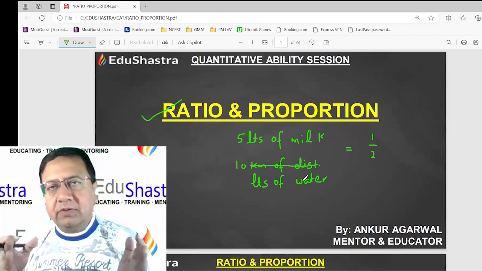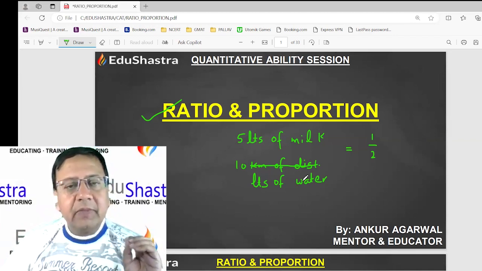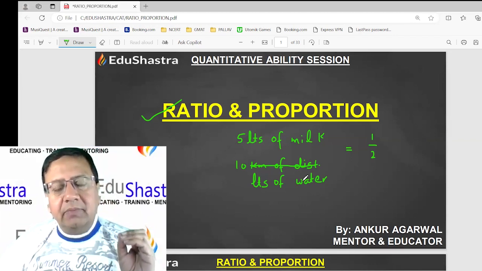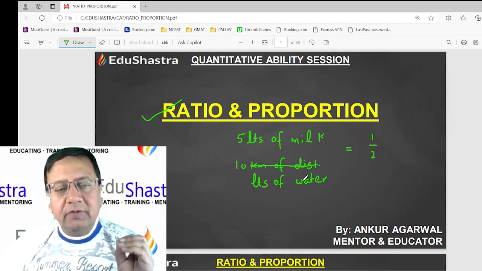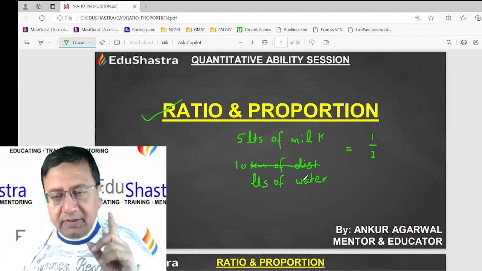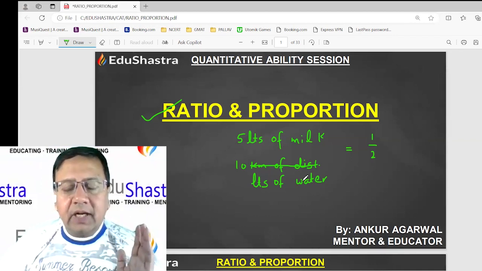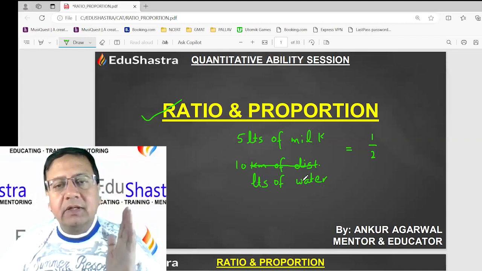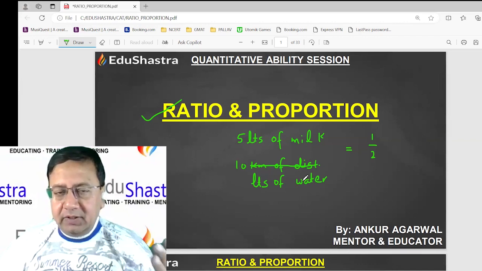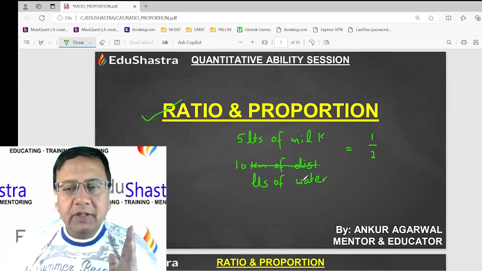Because we are all human beings, there is no such difference. But see, how will you define the ratio? Ratio is a comparison of numbers which are of similar units. First point: ratio is a comparison of numbers which are of similar units. So liters to liters, kilometer to kilometer, kgs to kgs, right? So units should be similar.